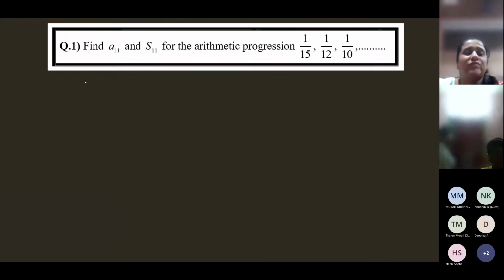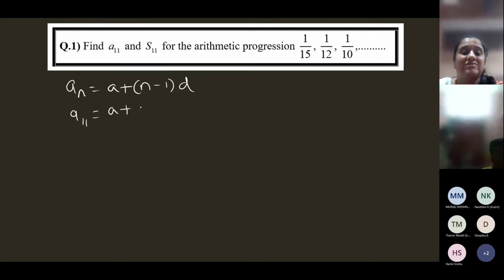Okay, so how do you find A11? What's the formula? An is equal to a plus n minus 1 into d. You might know it, you have learned it in school. Still, please listen, don't write. Now you have to find A11. That means n is 11. So A11 is equal to a plus, n is 11, so 11 minus 1 into d.